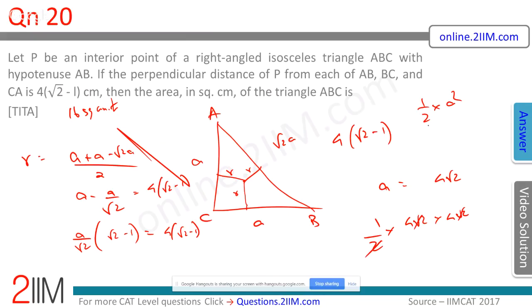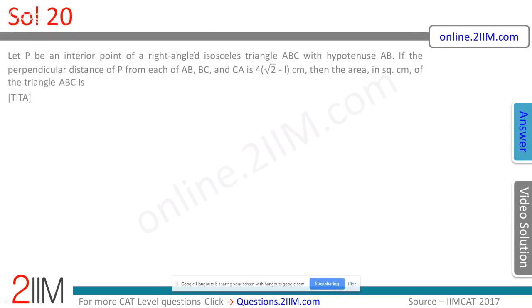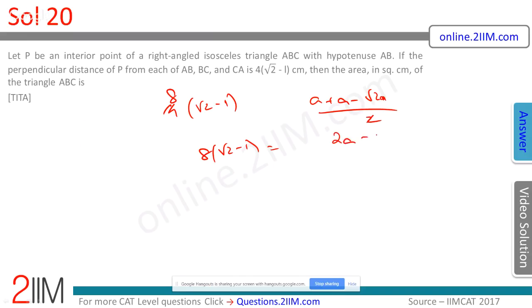4 into root 2 minus 1. I'll do it in the next slide. 4 into root 2 minus 1 is a plus a minus root 2a by 2. So this is 8. 8 into root 2 minus 1 is 2a minus root 2a, or root 2a into root 2 minus 1. Or a is 4 root 2, area is half into 4 root 2 into 4 root 2, 16. That's what we got. That is fine.